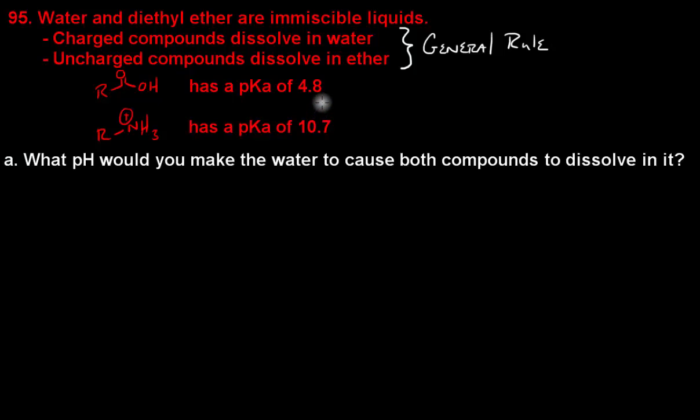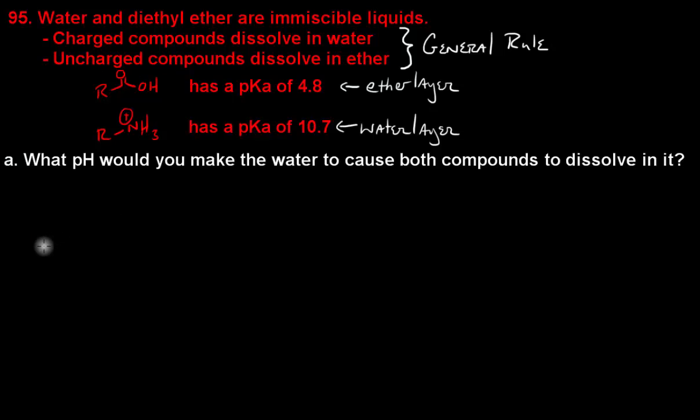See if you can figure out which one's going to be in the water and which one's going to be in the ether. This compound right here is going to be in the ether layer, and this compound down below, the ammonium, is going to be in the water layer. The goal is to say what pH you need to make that water layer to cause both compounds to dissolve in it. So basically it's asking, how basic does your water need to be to cause this carboxylic acid to become deprotonated?